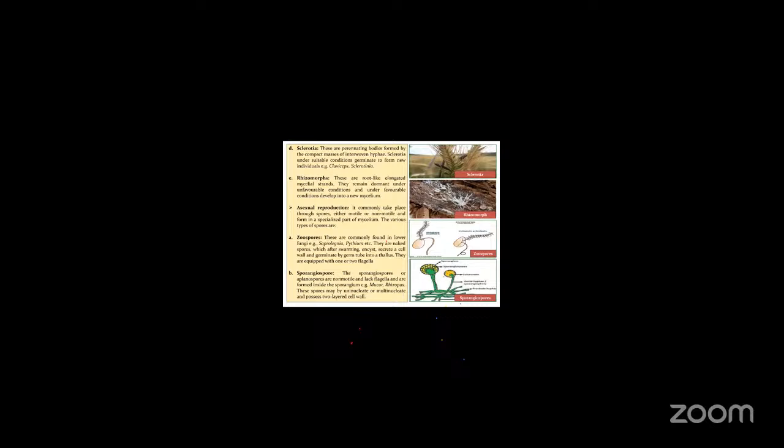Another method of vegetative reproduction is rhizomorphs. These are root-like elongated mycelial strands that persist in unfavorable conditions. When conditions are favorable, they develop into new mycelium. So rhizomorphs also produce new mycelium when favorable conditions occur. That is rhizomorphs. Coming to asexual reproduction.